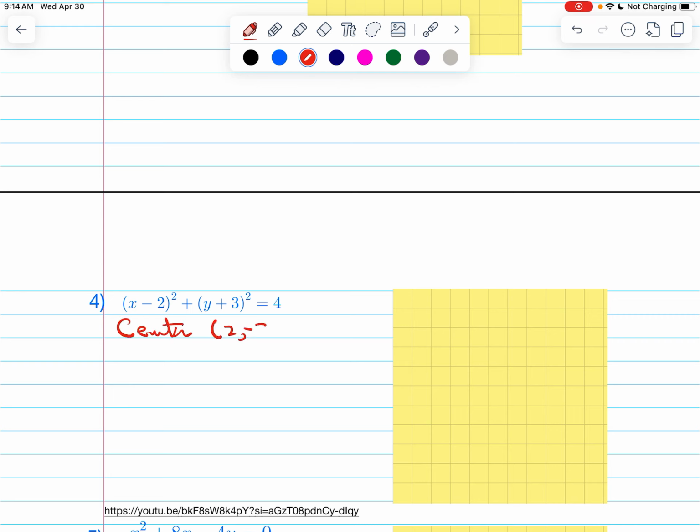of 2, -3. And this time, notice I could divide by 4, but that would just give me x minus 2 squared over 4 plus y plus 3 squared over 4 equals 1. Well, that is a circle. So with a circle, you've got 2, -3 right there, and I go up 2, down 2, to the right 2, and to the left 2. I've just got a nice circle there. There we go. So that's what that is.